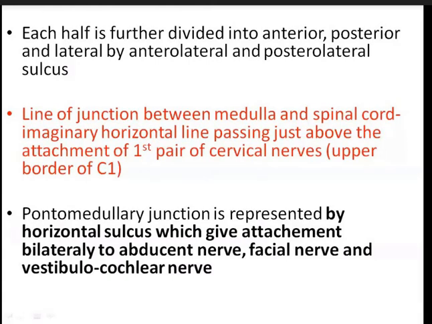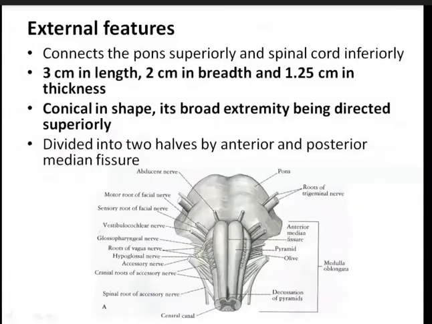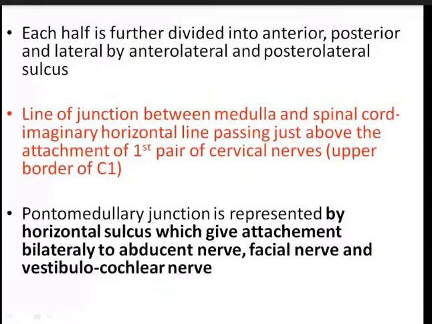And the pontomedullary junction is represented by a horizontal sulcus, which gives attachment bilaterally to the abducent nerve, the 6th cranial nerve, the facial nerve, the 7th cranial nerve, and the vestibulocochlear nerve, that is the 8th cranial nerve. So the 6th, 7th, and 8th cranial nerves are on the pontomedullary junction.